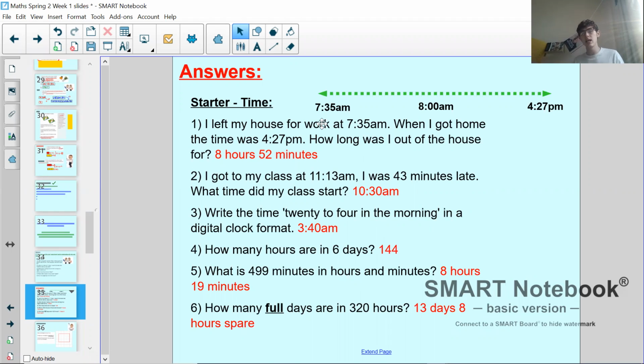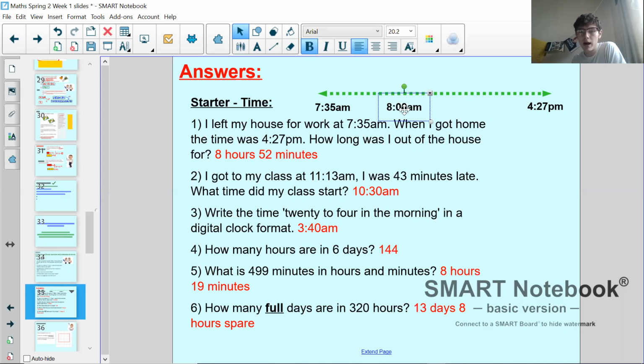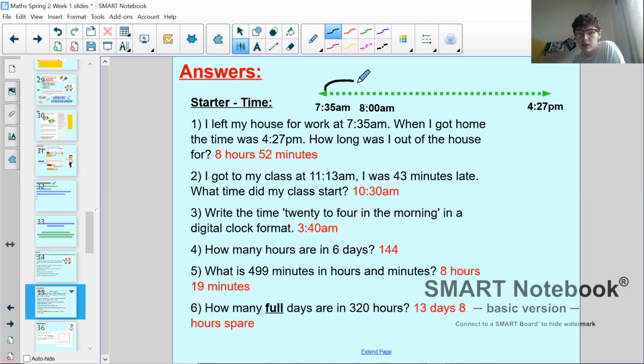Okay, and the way we would have done this is to create our timelines. So I've got a little example timeline at the top here, and I've got my 7:35 a.m. and then I've got my 4:27 p.m. at the end, and I've put 8 a.m. in the middle here. Realistically, I would probably put my 8 a.m. around here, because it's just next to 7:35 a.m., obviously. So I would do my first little jump of 7:35 a.m. to 8 a.m. So that's a nice round number, and that's 25 minutes.